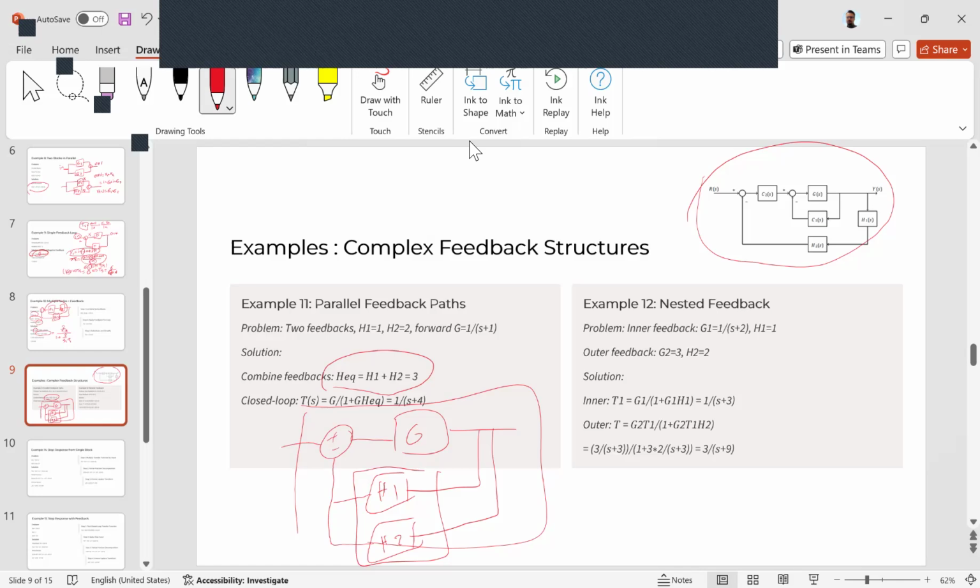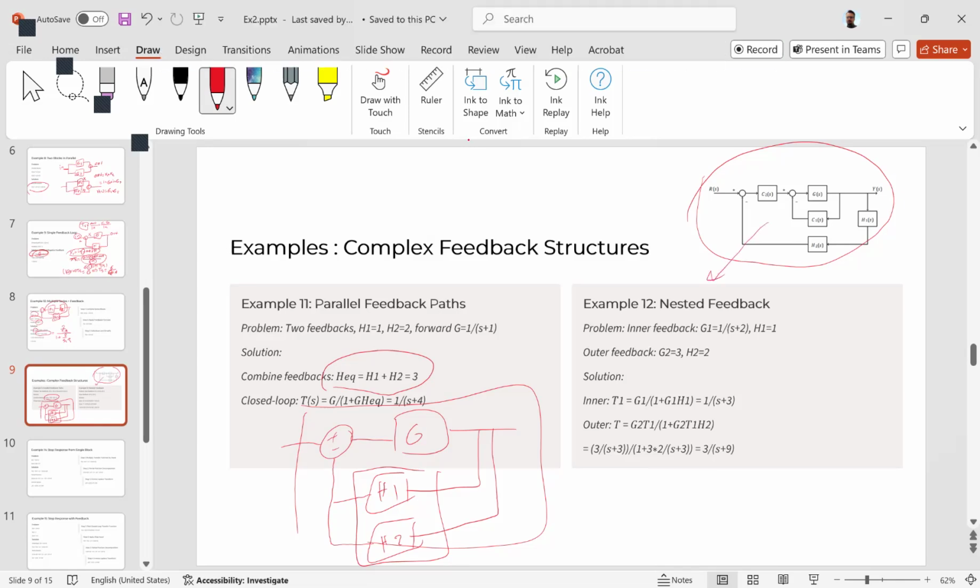is a more complicated situation. We have inner feedback and outer feedback. So we have two feedbacks that are not directly connected to each other, so neither the forward path functions. Okay, this is actually very close to this one, but we don't have this one. So you have two forward paths, which are not exactly in series, and you have two feedbacks, which are not exactly in parallel.